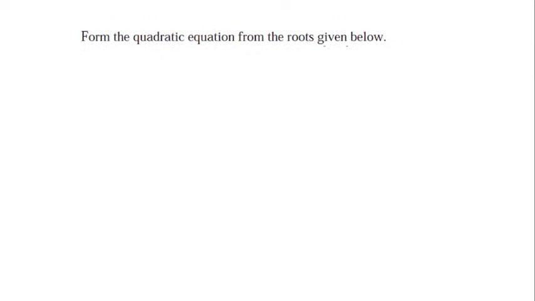The same question is there: form the quadratic equation from the roots given below. Now this time the roots are 3 and minus 10. So again, first of all we have to start with having names for these two roots. So let alpha be 3 and beta be equal to minus 10. So we have to take the second root along with the negative sign.